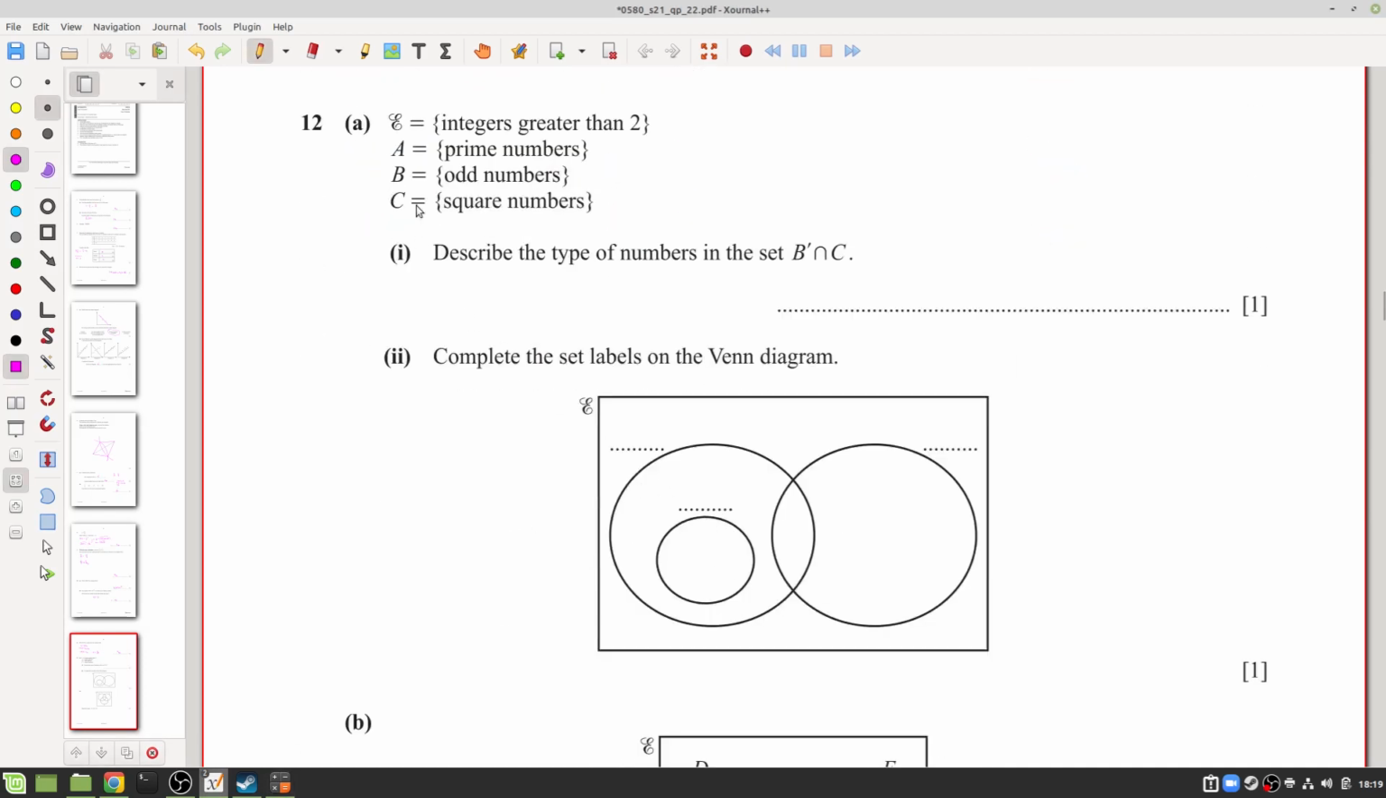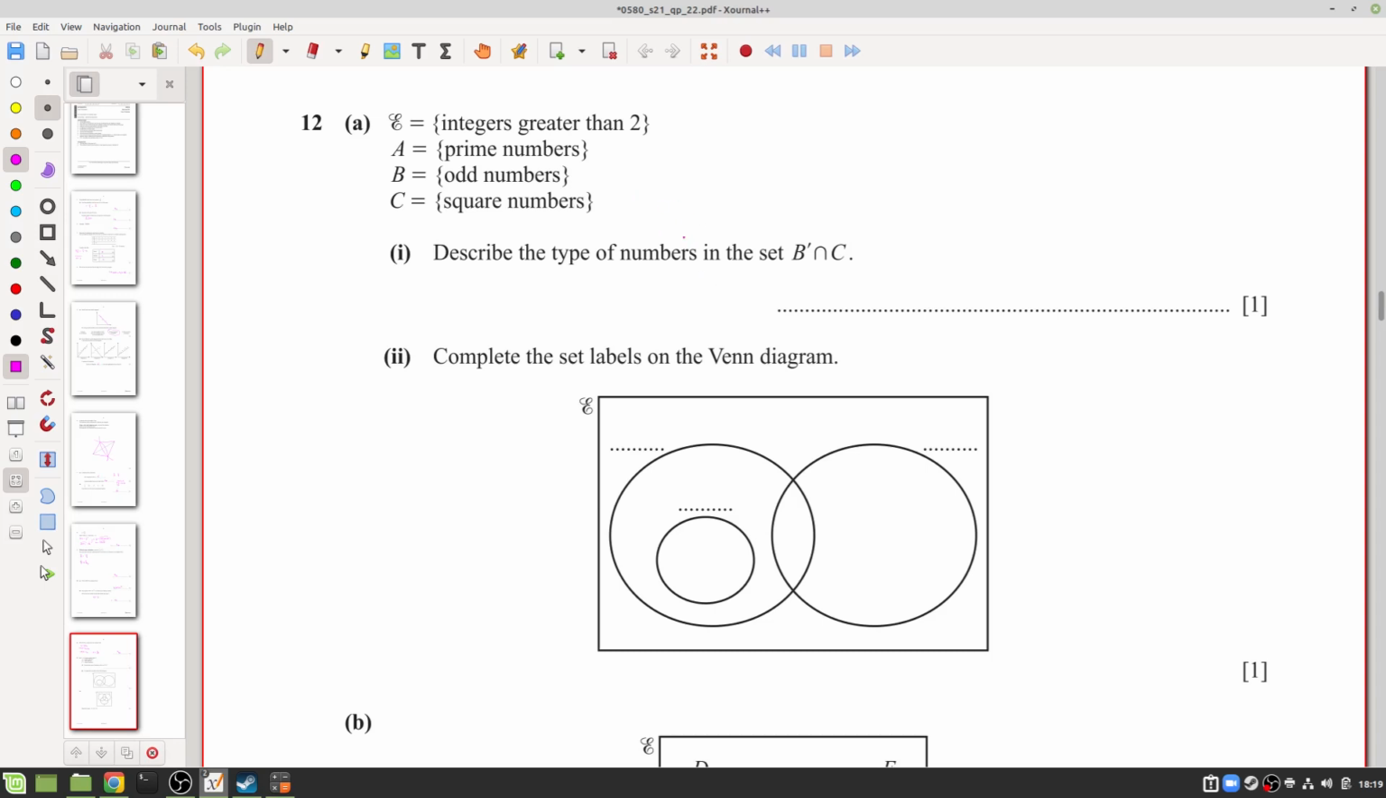Okay, question 12, we've got some sets here. The universal set is all the integers greater than 2. A is the prime numbers, B is the odd numbers, C is the square numbers. Describe the type of numbers in the set not B intersect with C. So not B is all the numbers greater than 2 which are not odd. And intersect with C is square numbers.